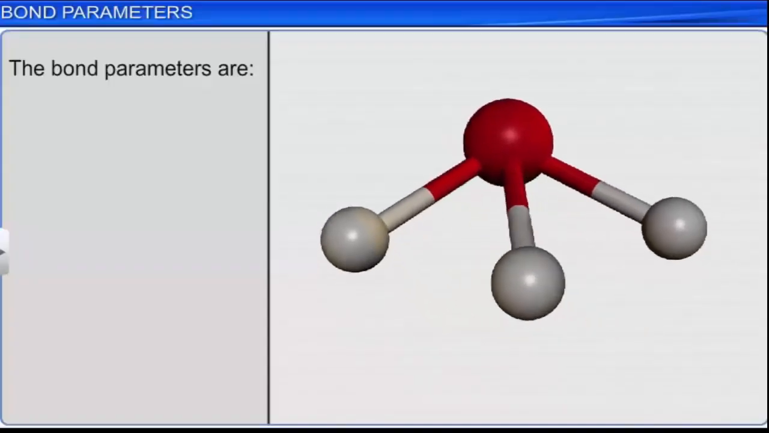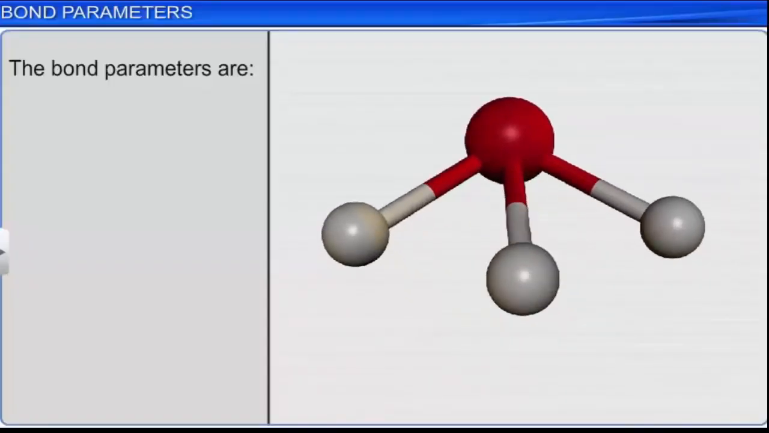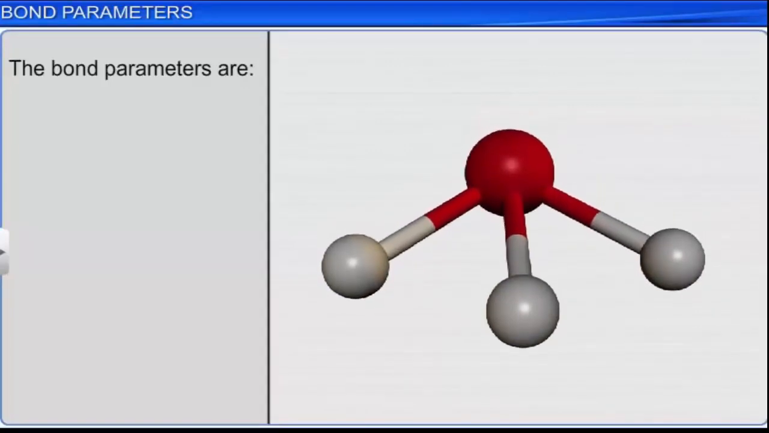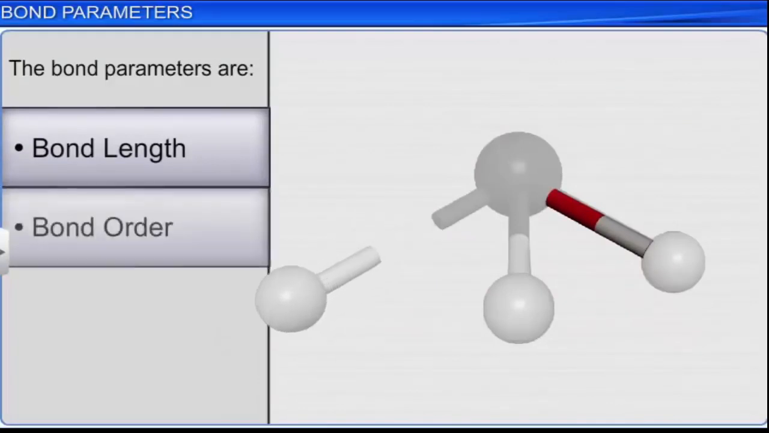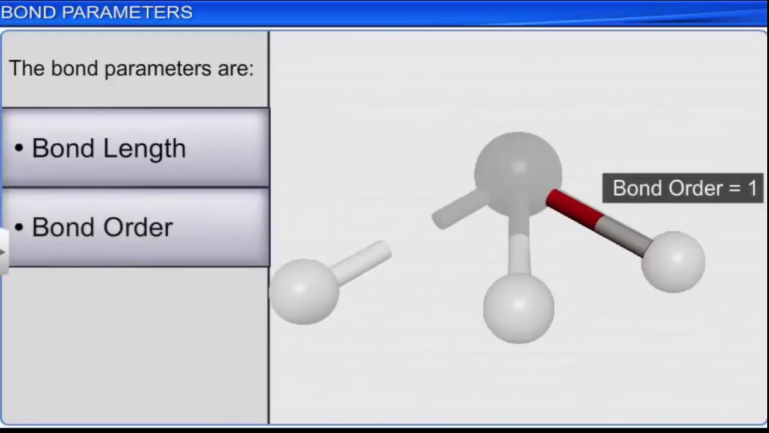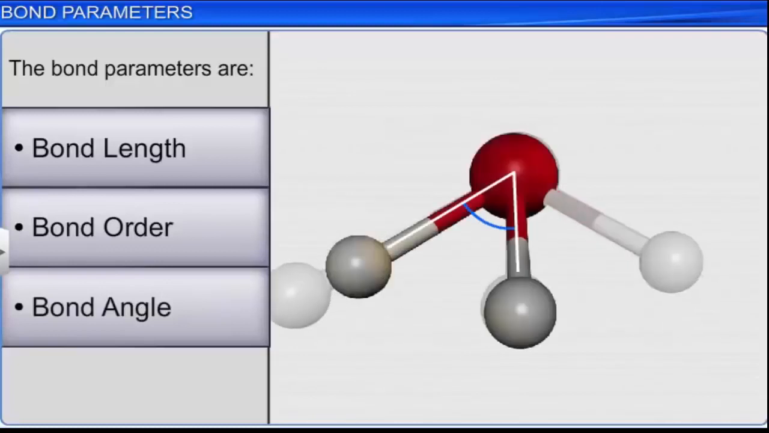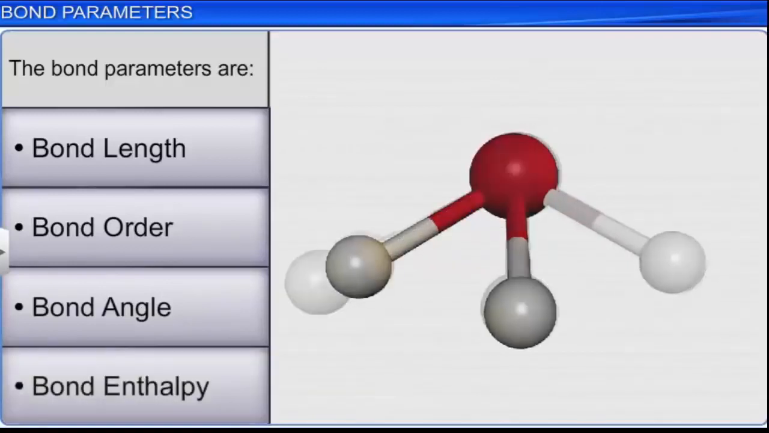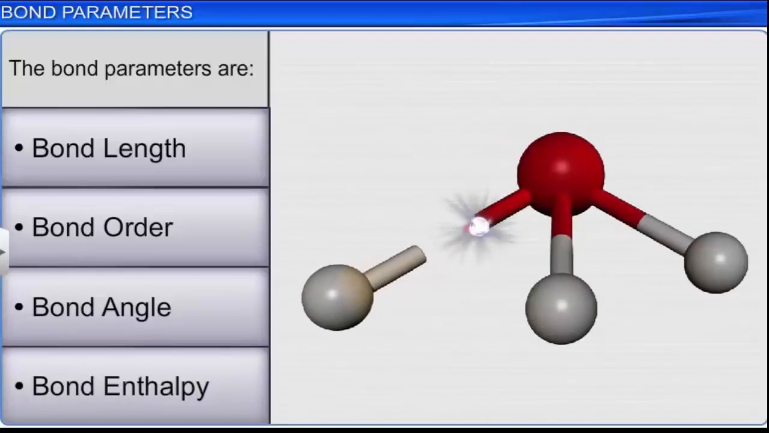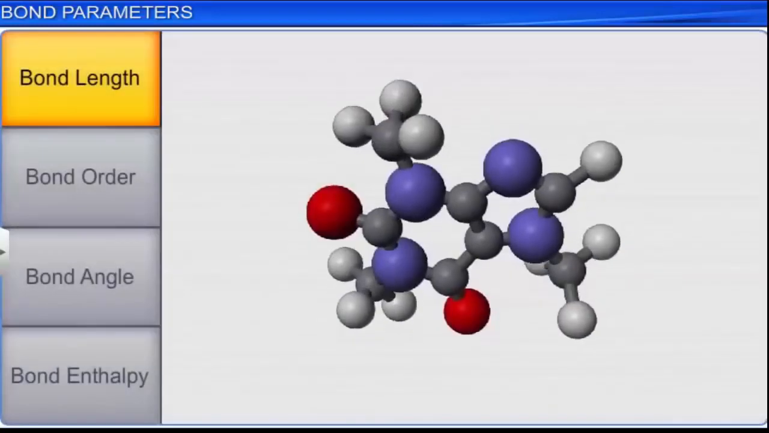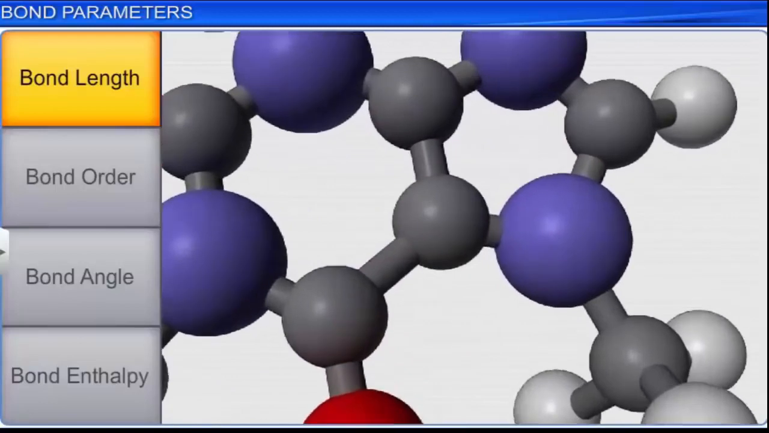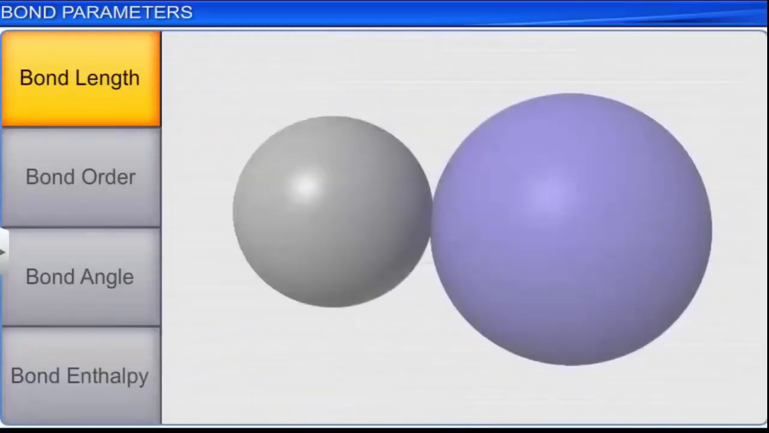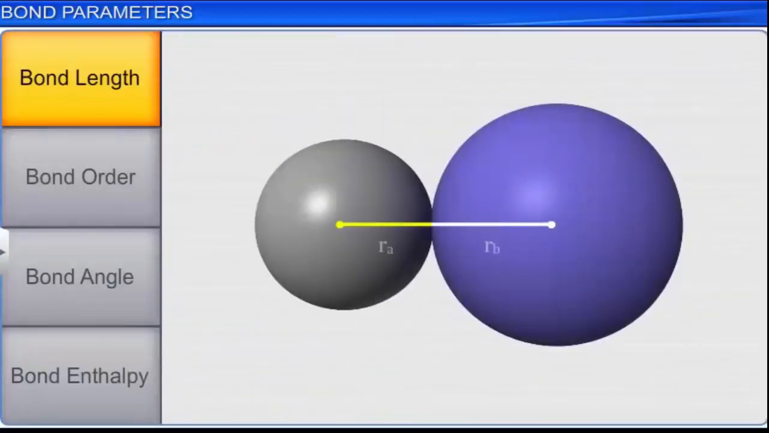The factors that affect chemical bonds are known as bond parameters. Some such factors are bond length, bond order, bond angle, and bond enthalpy. Let's look at each of these factors. Bond length is the distance between the nuclei of the atoms that are bonded together. It is directly related to the radius of each atom in the bonded pair.